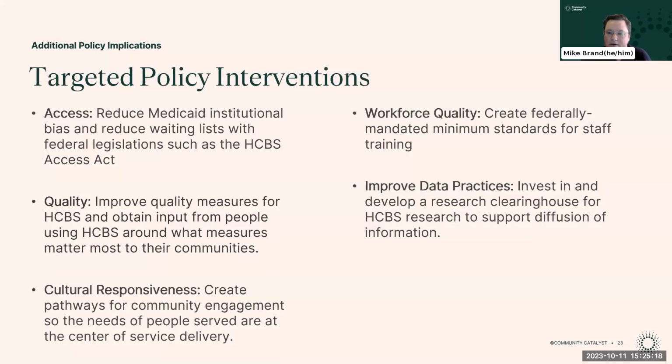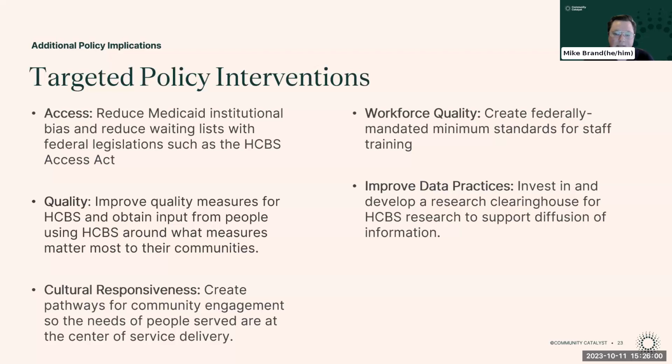In addition to these broader initiatives, we also believe targeted policy interventions pertaining to access, quality, cultural responsiveness, workforce quality, and improved data practices will lead to reductions in disparities. These are some examples, and our report includes additional recommendations and details. We also want to recognize that there are some widely accepted and important issues that continue to need to be addressed, such as reducing the institutional bias in Medicaid and reducing waiting lists. And in addition to these, we believe we unearthed some unique and actionable recommendations in each of these areas.